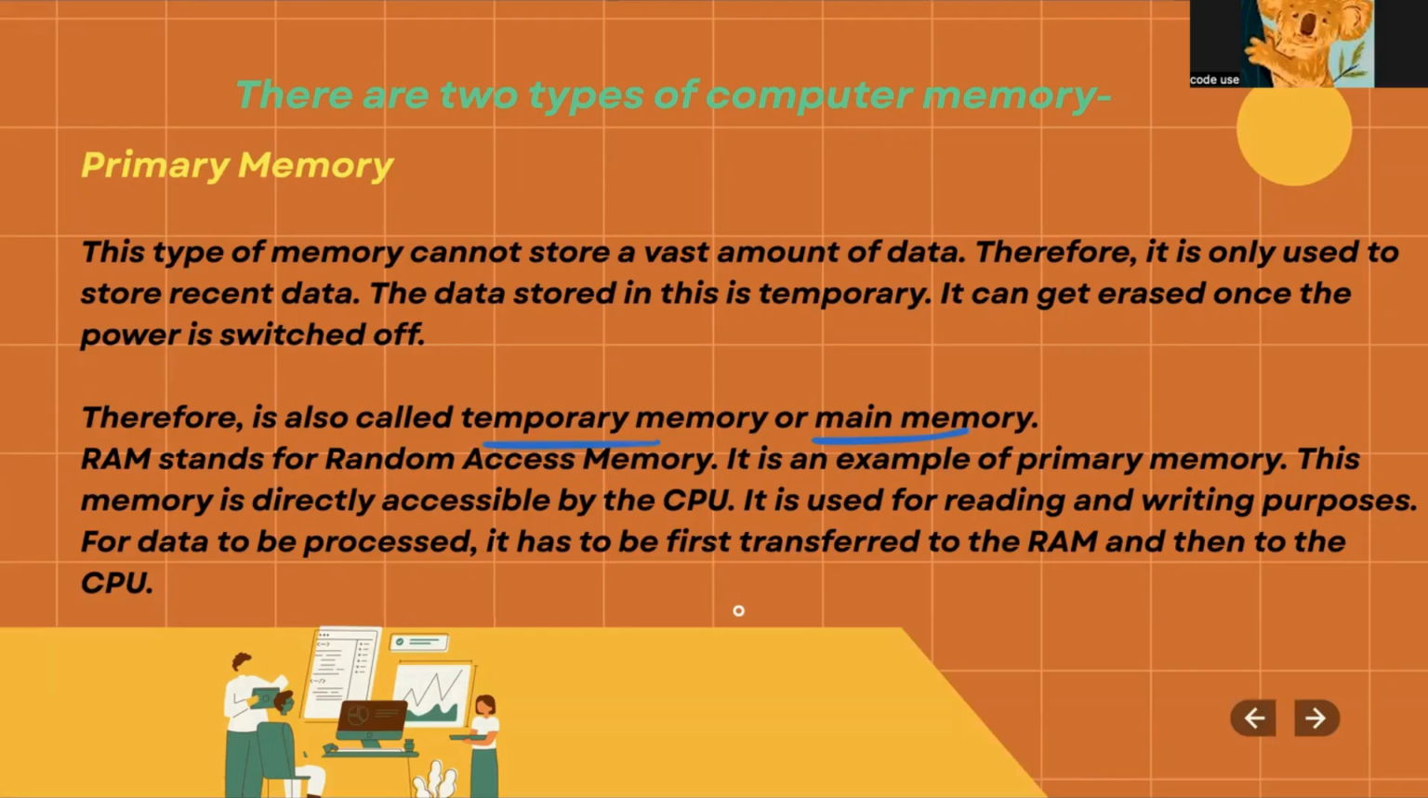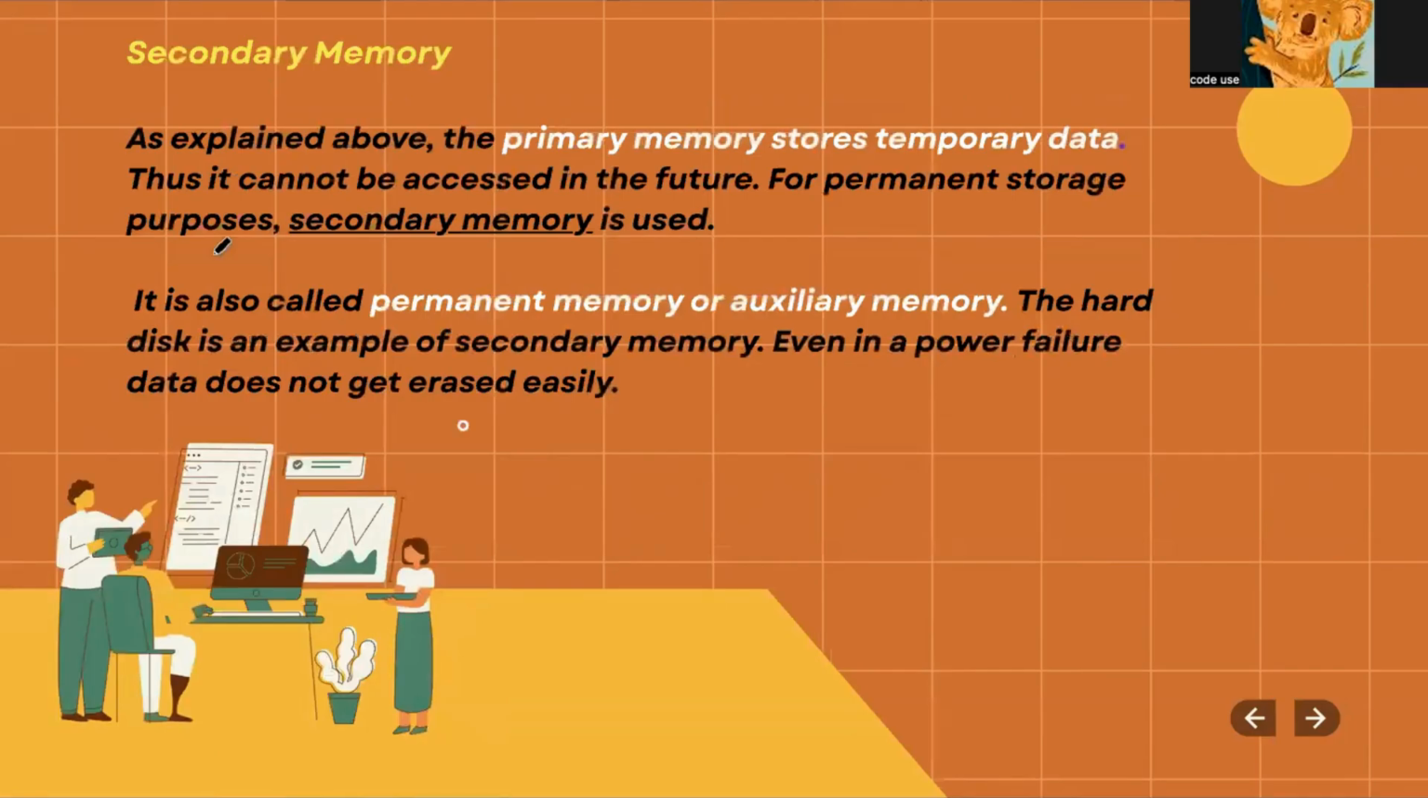So whatever data you are giving, first in primary memory, RAM only, it will happen. Only after the operation happens within the RAM, it will pass it to the computer. It will not directly go to the computer. Okay, the next one is secondary memory.